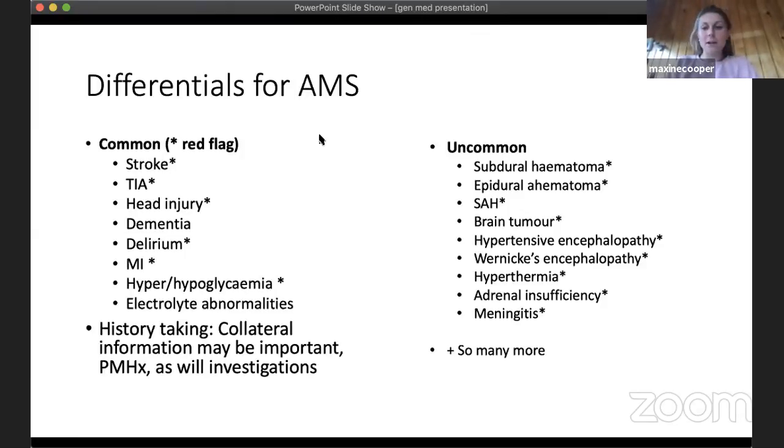I guess the only other thing I'd note is that in terms of a history, it can often be quite difficult, especially if you've got a quite demented patient that is maybe quite forgetful, or their cognition's really declined. And that can make it quite hard to take histories. So for that reason, it's important that you get collateral where you can. You're looking at their past medical histories, and you're thinking about these differentials and ruling them out the best you can.